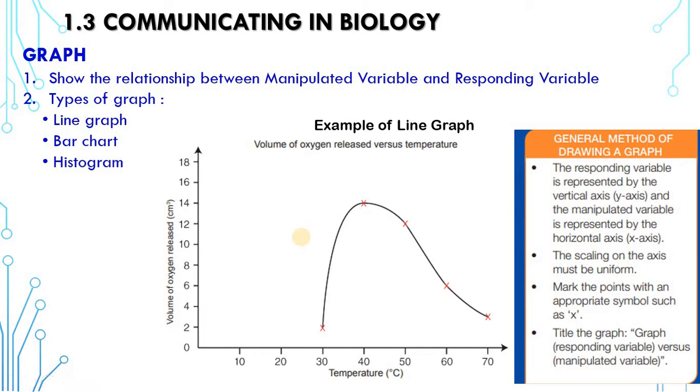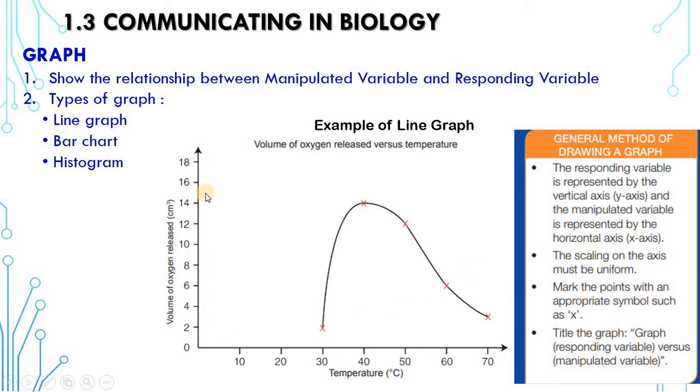Second one, graph. A graph shows the relationship between the manipulated variable and the responding variable. There are three types of graph: line graph, bar graph, and histogram. So how do we draw a graph? We look at the general method here. The responding variable is represented by the vertical axis, which is the y-axis, and the manipulated variable is represented by the horizontal axis, which is the x-axis.